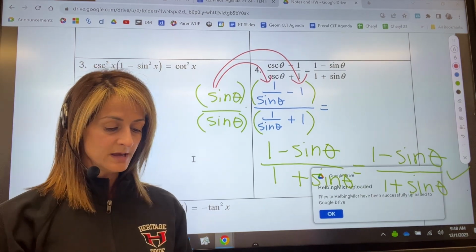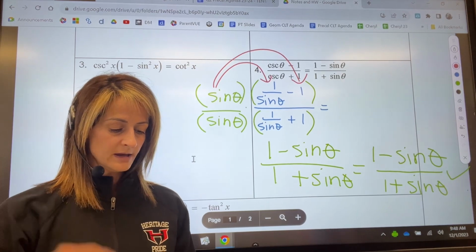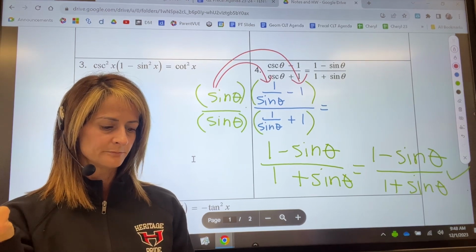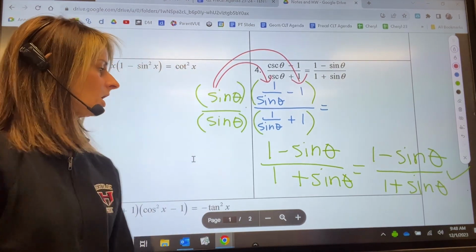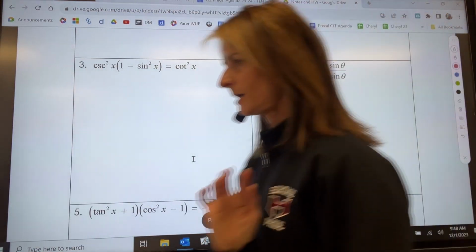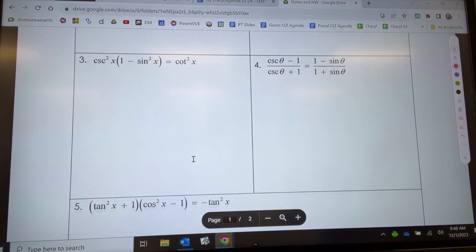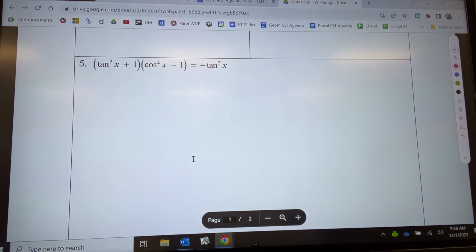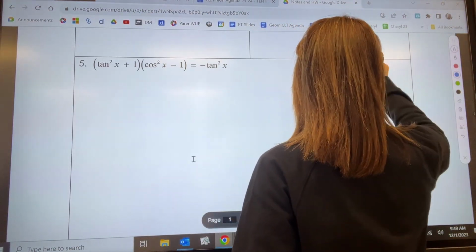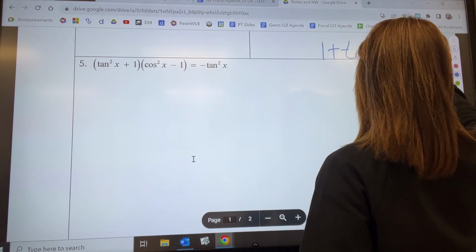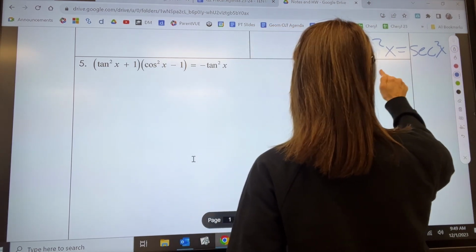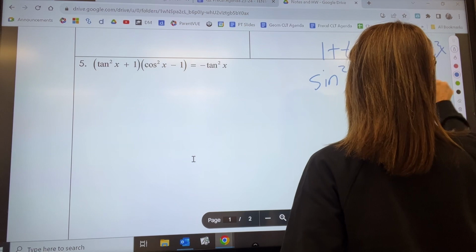Number 5 is pretty short if you can immediately identify the Pythagorean property that 1 plus tangent squared equals secant squared. All right, I'm erasing. Still have time for this next problem. All right. 1 plus tangent squared of x equals secant squared of x, and cosine squared of x plus sine squared of x equals 1. These are the Pythagorean properties that you've got to know.